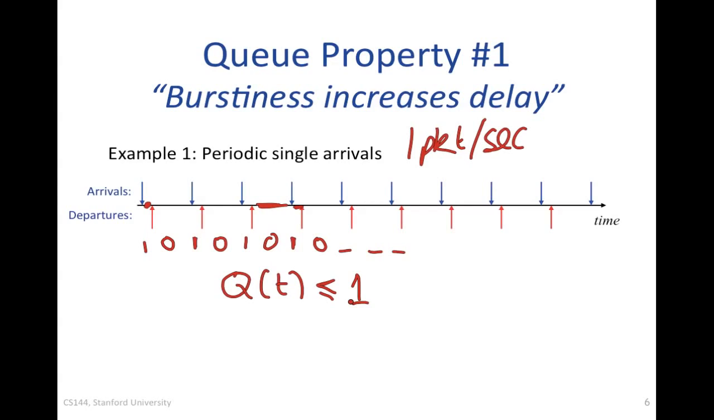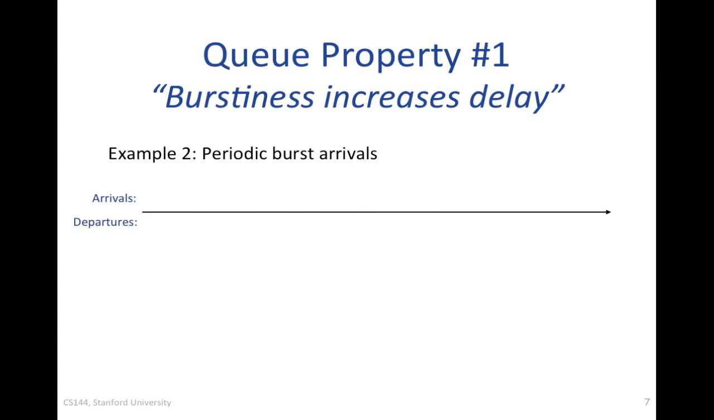Now let's look at a different example when things are more bursty. Just as before, the arrivals are going to be at the rate of 1 per second, but they're going to arrive in bursts. In fact, we're going to have n arrivals every n seconds. So n packets every n seconds, but they're going to come in these bursts of n. In this particular case, it's 5 packets every 5 seconds.